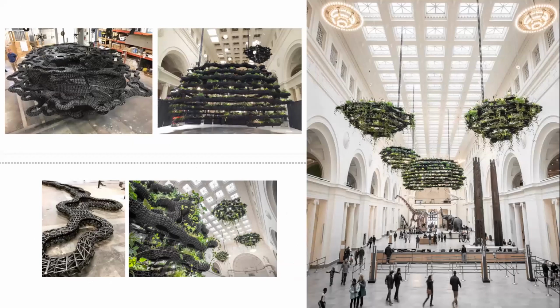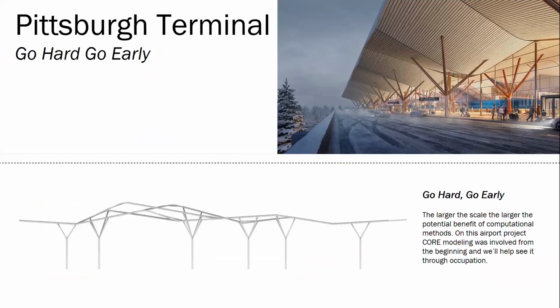It's nice to have some projects that are actually finished to show some pictures of. Oftentimes in computational modeling, we're working on stuff that isn't ready for showing just yet, but here are some lovely photographs of it installed. Next project I want to talk about is the Pittsburgh Terminal. And this is an example of integration of a computational team at very early stages of a project. Essentially, the larger the scale of the project, I think the larger the possible benefits from integrating this sort of team into the project.